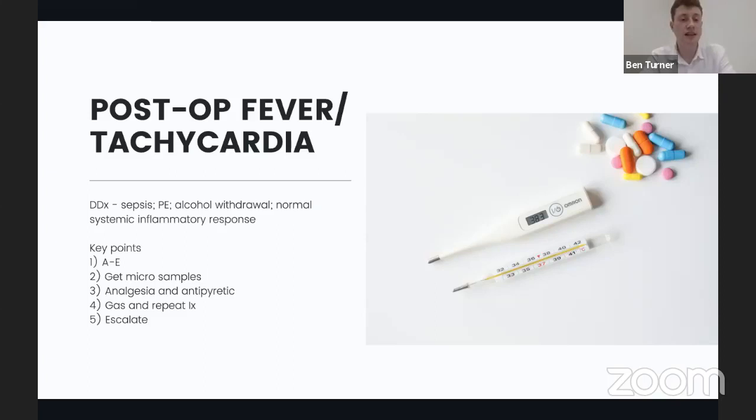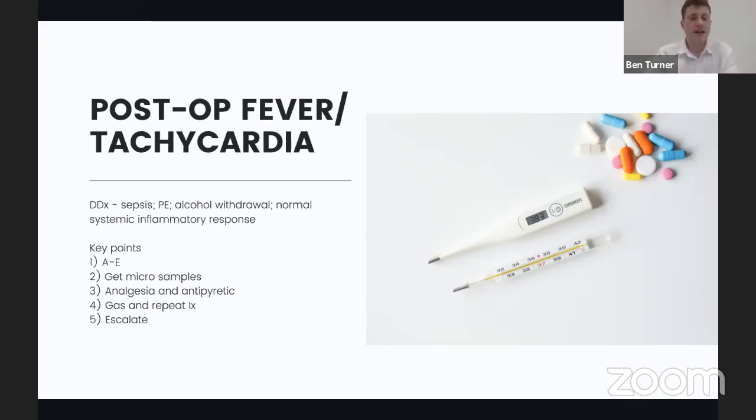Paracetamol IV is obviously not going to be thrown up, and nausea and vomiting can be a significant post-op complication. So also paracetamol IV has a higher potency, and so delivers more analgesia.